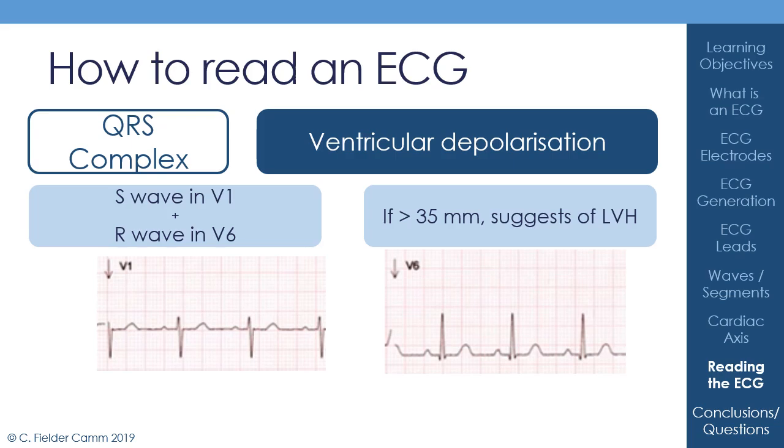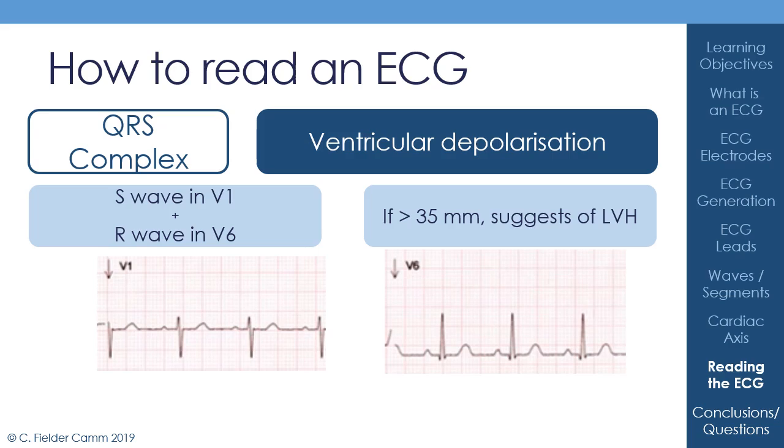S wave in V1. So we take that, and then we look at V6, and V6 is in the mid-axillary line on that left-hand side, and so it's looking at the left ventricle from that left side, and it will see the ventricle depolarizing from right to left towards it.